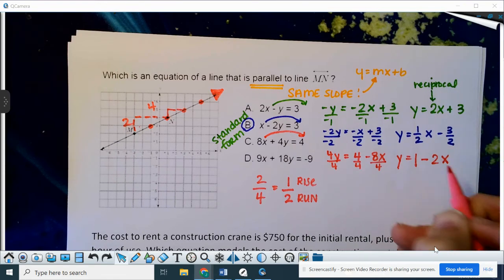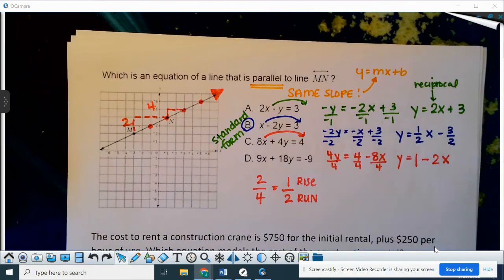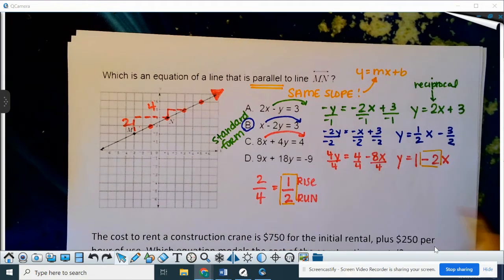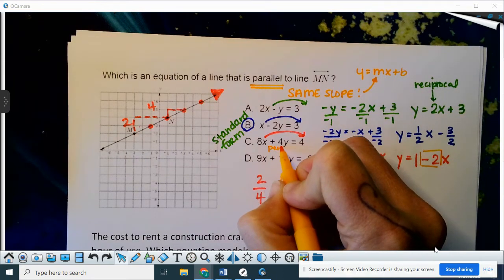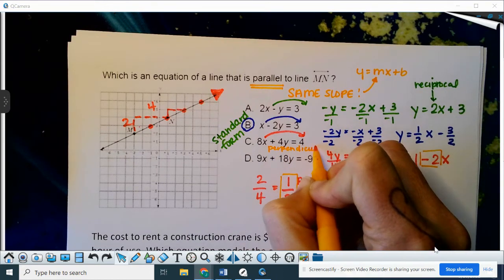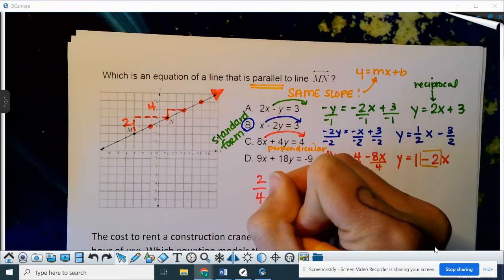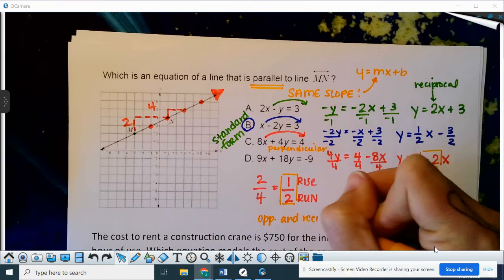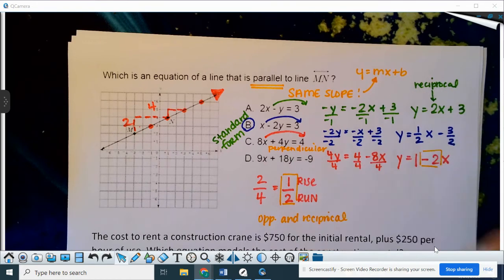Now this line is definitely perpendicular because this is opposite and reciprocal of that 1/2. So C is definitely perpendicular, not parallel. Perpendicular, remember, is opposite and reciprocal. So if it was positive, it becomes negative, and then the fraction flips, or the whole number flips, because every whole number has an imaginary 1 underneath it.